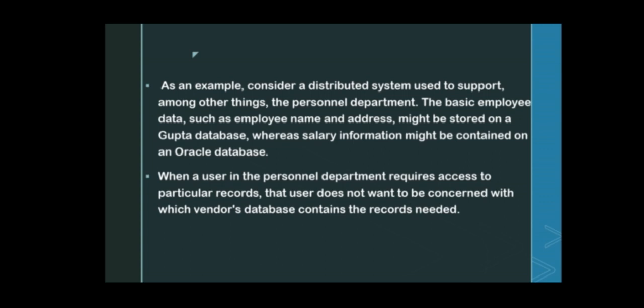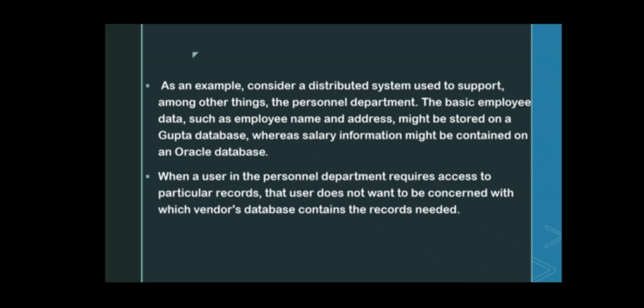As an example, consider a distributed system used to support, among other things, the personnel department. The basic employee data such as employee name and address might be stored on a Gupta database, whereas salary information might be contained on an Oracle database. Here we consider a personnel department, so the details of the employees are stored in different databases.